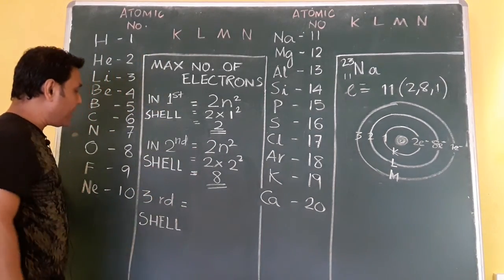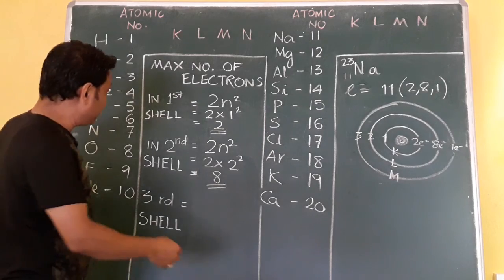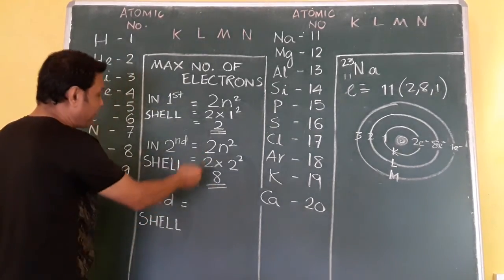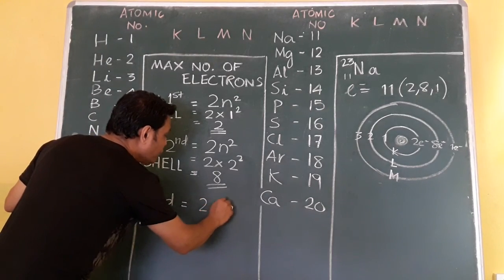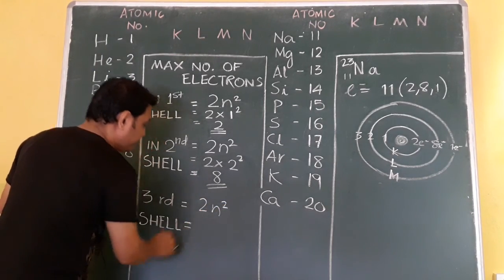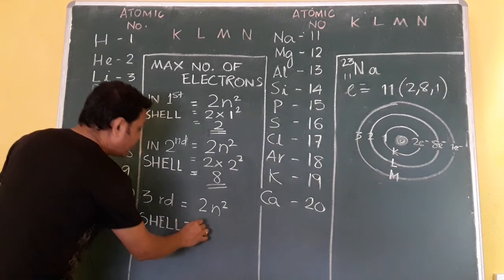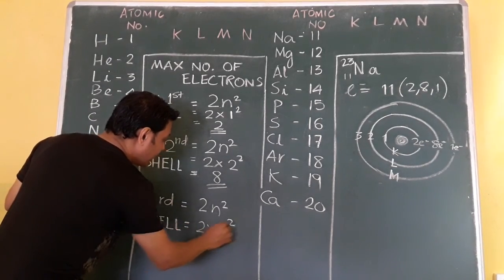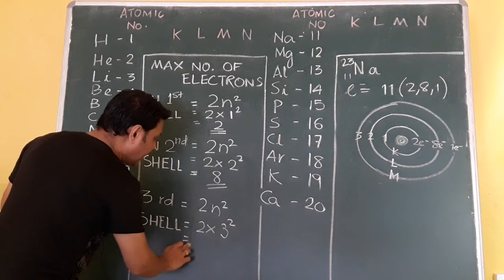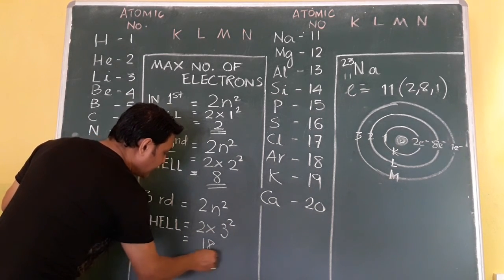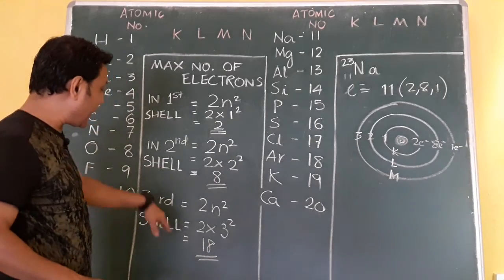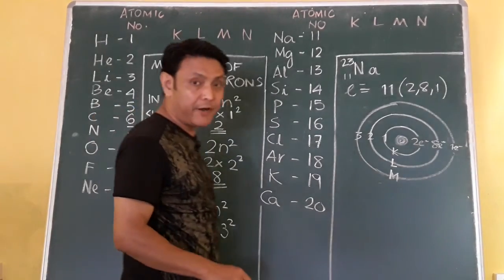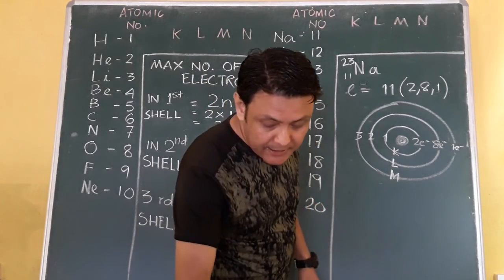So what is the maximum number of electrons we can have in the third shell by the formula 2n squared? 2 into the third shell, 3 squared. 3 squared is 9, 9 2s are 18. We can have 18 electrons in the third shell. All right. But there is an exception to the rule here.